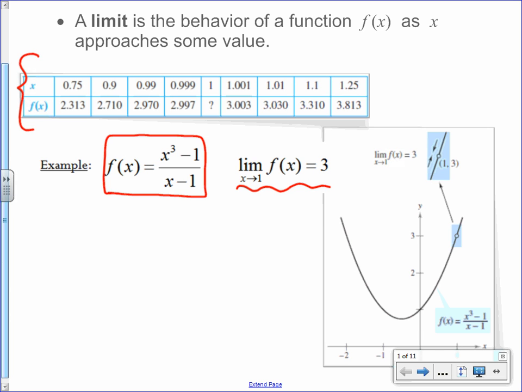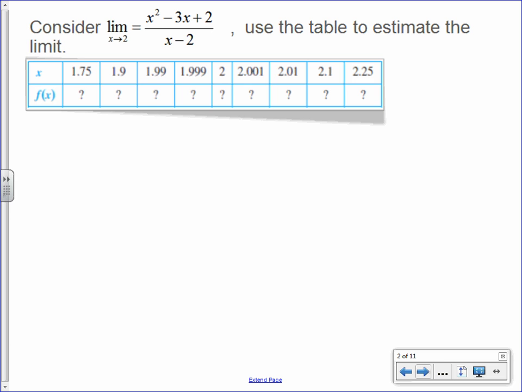Okay, so let's look at this example. The limit as x approaches 2 of x squared minus 3x plus 2 all over x minus 2. So first of all, we're going to use a table. Notice how I have strategically picked x values that approach 2. See how we get closer and closer, really, really close to 2.